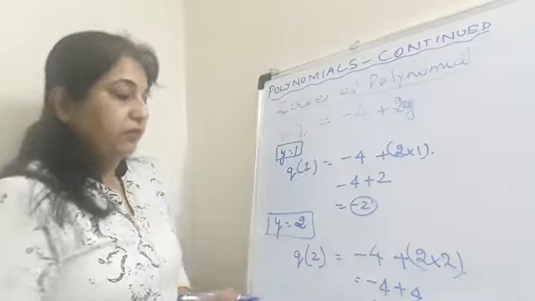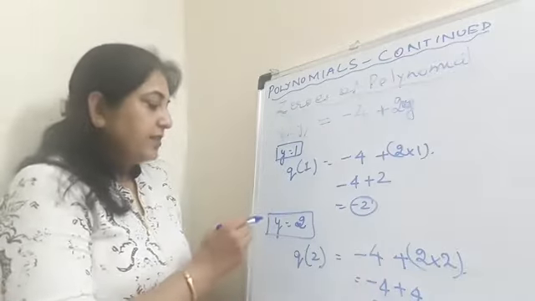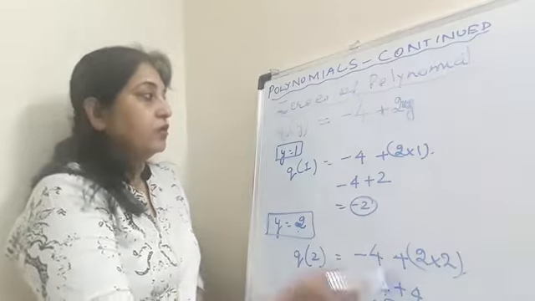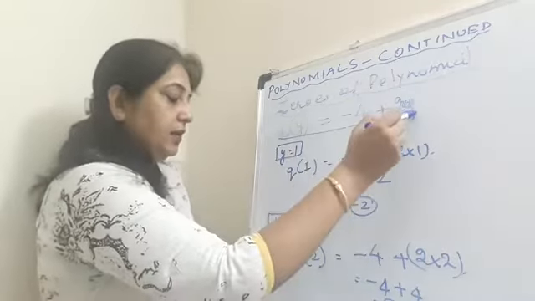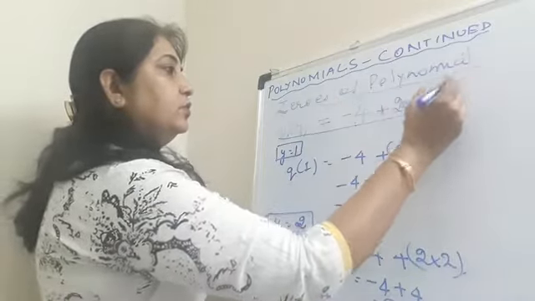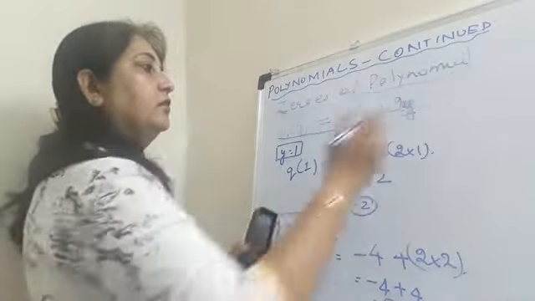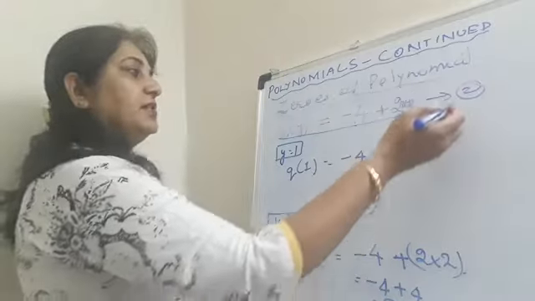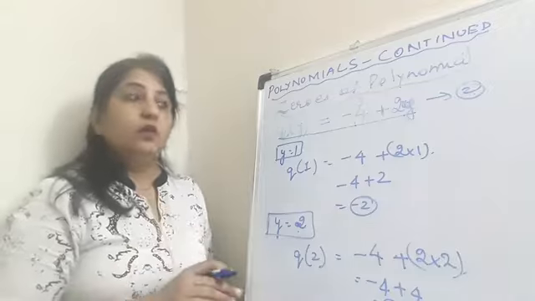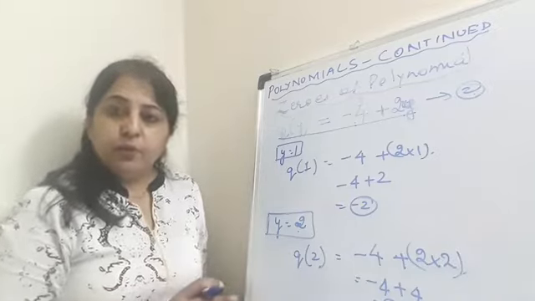Fine. So therefore, what is happening? When I substitute y is equal to 2, I am getting the answer 0. So for this given polynomial, the 0 of this given polynomial is equal to 2. Fine. Why 2? Because when I substitute 2 here, I get the answer 0. So this is the meaning of the 0 of the given polynomial.